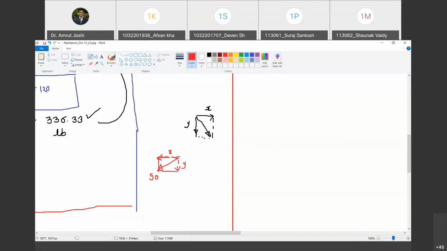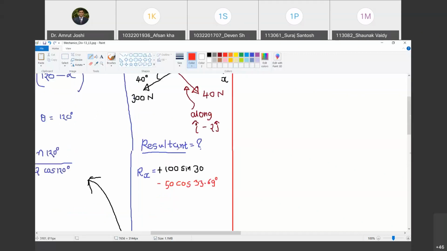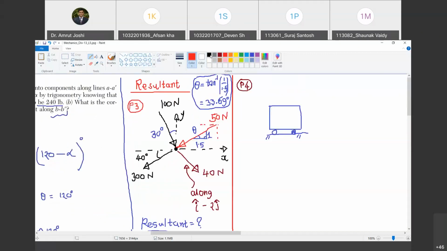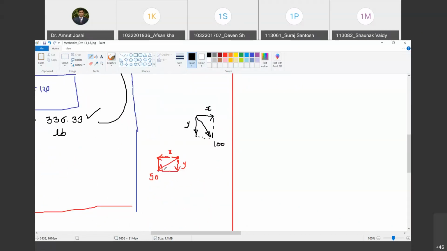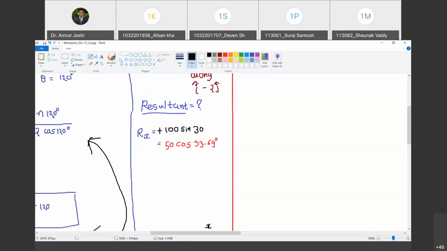Have you got it? Yes, sir. And this y component is down. So both x and y component of this 50 Newton force are going to be negative. Yes. So this is 100. This is for 100. This is for 50. So I have given negative sign, minus 50. Why it is cos? Because जिसके बीच में theta, वो component cos theta. Happy?